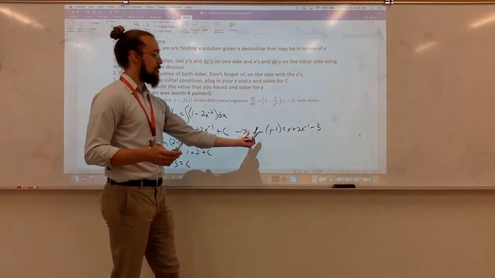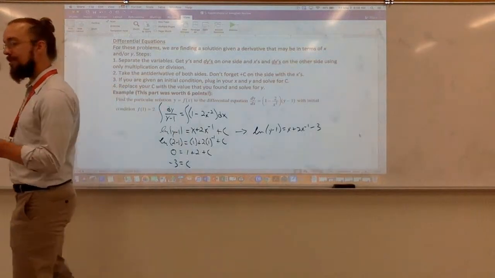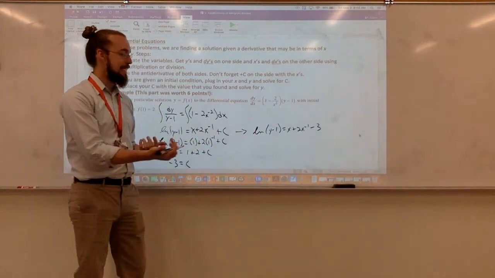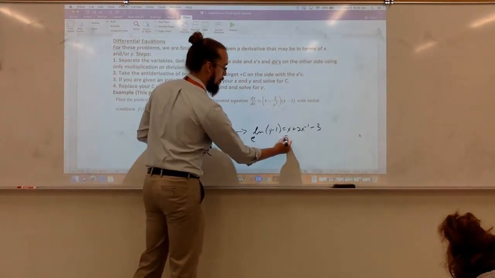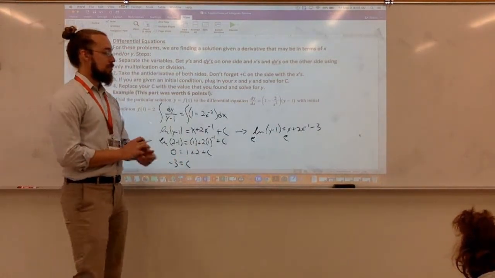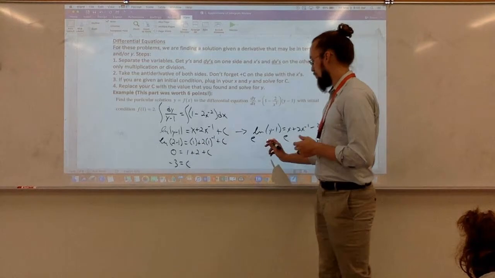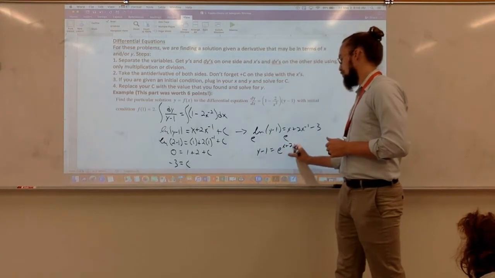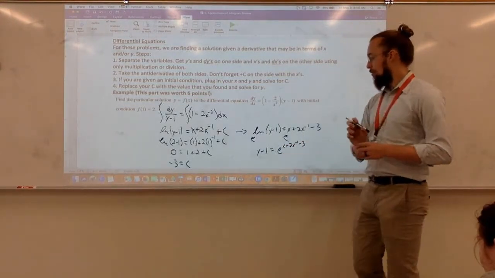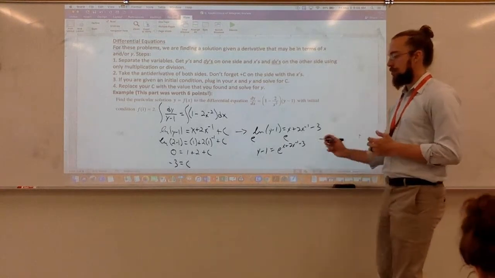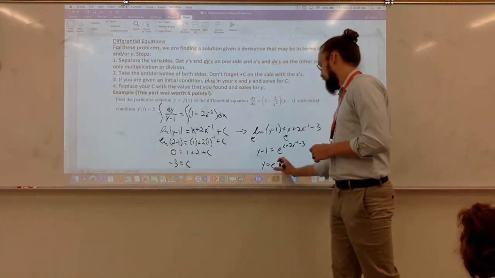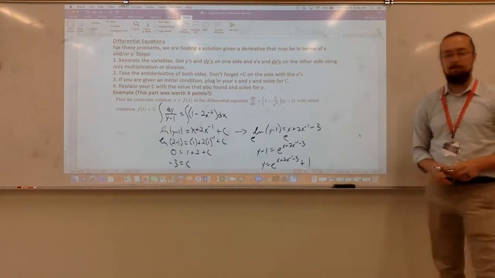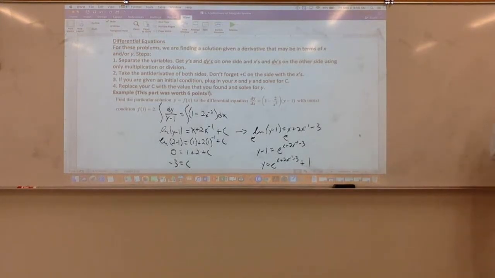Whenever we're taking a log, to undo a log, I would raise both sides to a power of the base. The base of a natural log is e. So I'm going to raise both sides to the power of e. So e to the natural log cancels out. This side just becomes y minus 1. And we have e to the x plus 2x to the negative first minus 3. Add 1 over. We're done. 6 points right there.